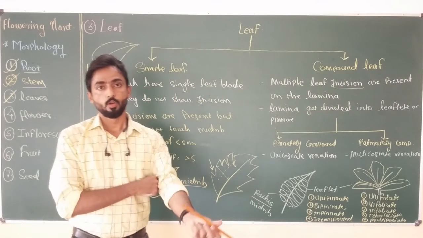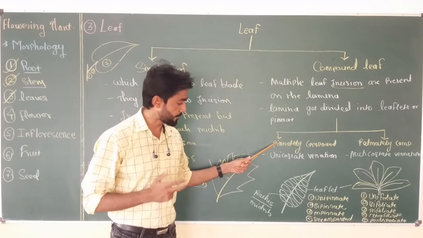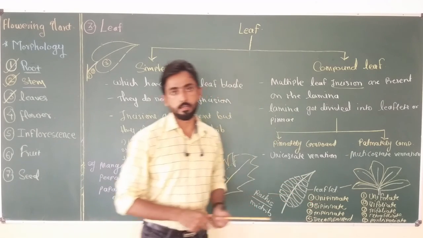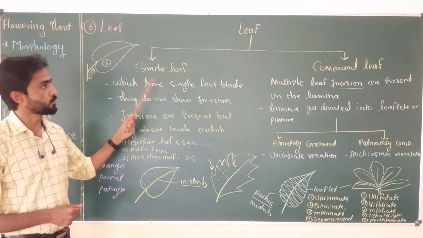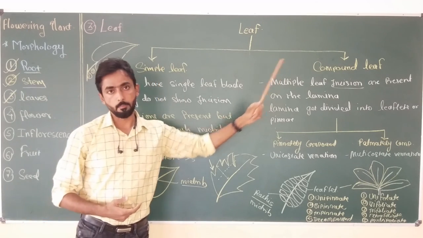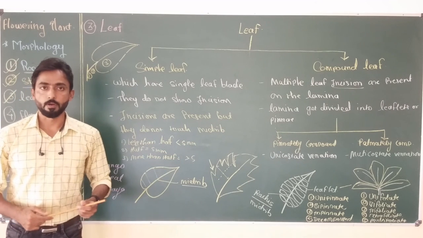In my next video, we are going to talk in detail about the four subtypes of pinnately compound leaf and five subtypes of palmately compound leaf. So in this video, we have discussed in detail about the two types of leaf of the angiospermic plant, that is simple leaf and compound leaf, their characteristics, and two types of compound leaf.